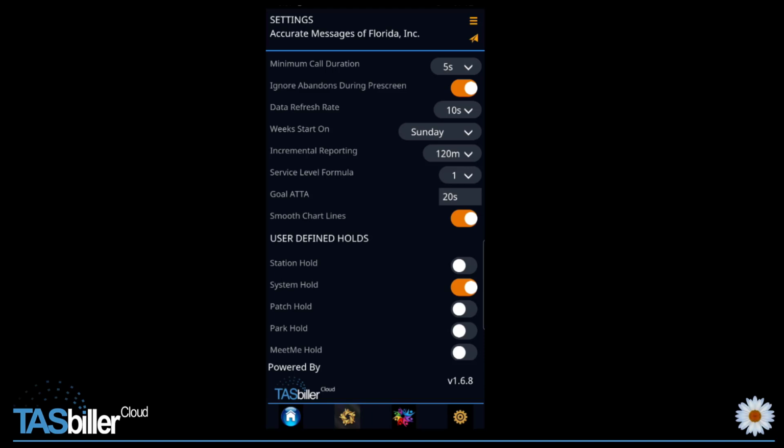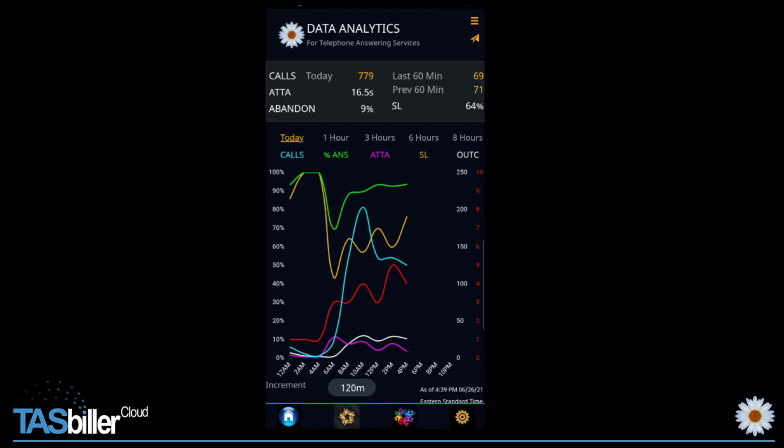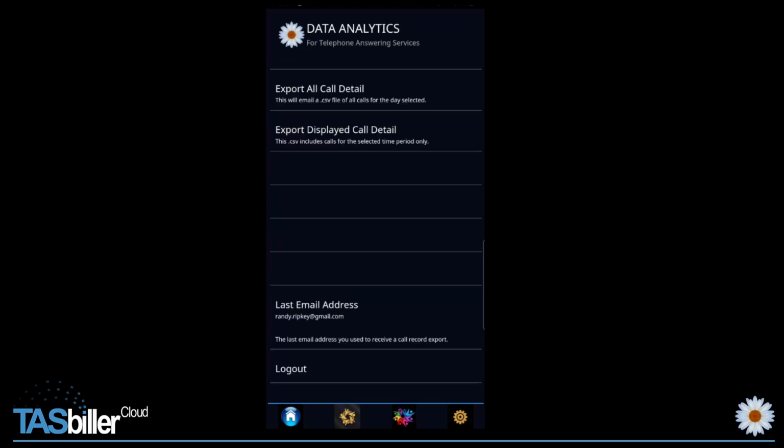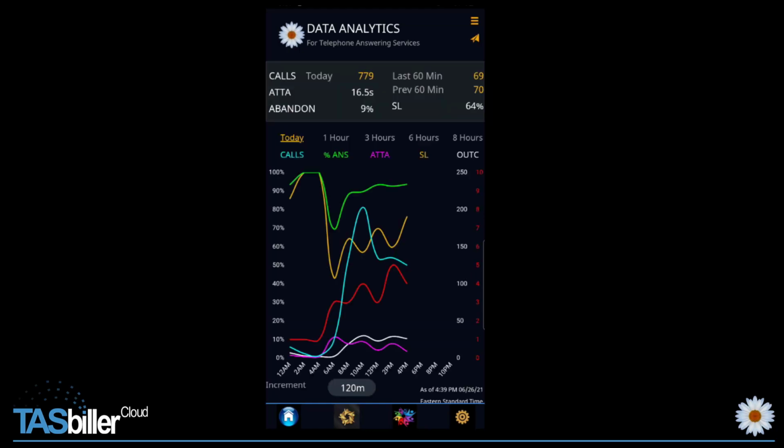Going back to the blue button here, the home button, I'll go back to my home page. Another menu that's available at the upper right, these 3 little lines, will bring up a couple of reports that we have. And this export all call details, what we're going to be studying in just a minute, will export a CSV file to whatever email address you specify, and that has all the call detail for the entire day. And we'll be looking at that very closely next. Pressing the blue button again brings me back to my home screen.